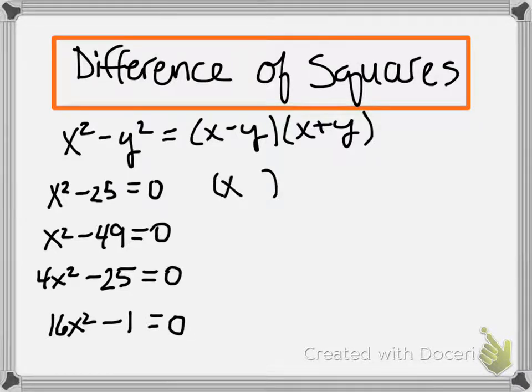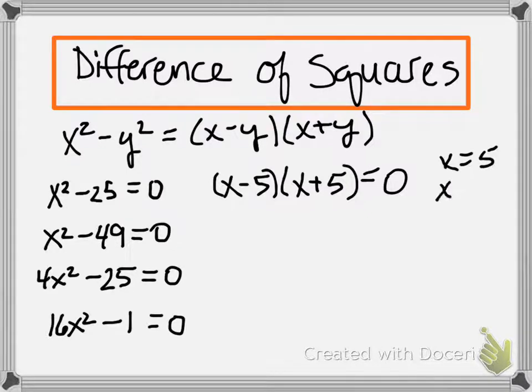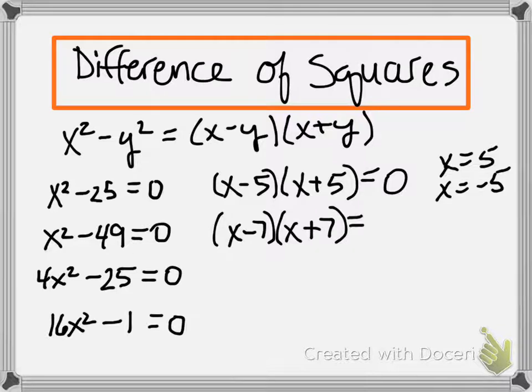So if we were to solve these, get them factored, x squared minus 25 factors to x minus 5 times x plus 5. And if it's set equal to 0, then our two answers would be x equals 5 and x equals negative 5. The second one here would factor as x minus 7 times x plus 7, and x would be 7 and negative 7.